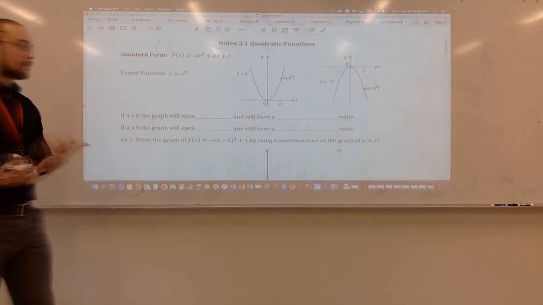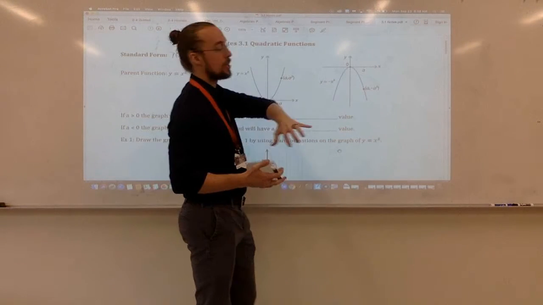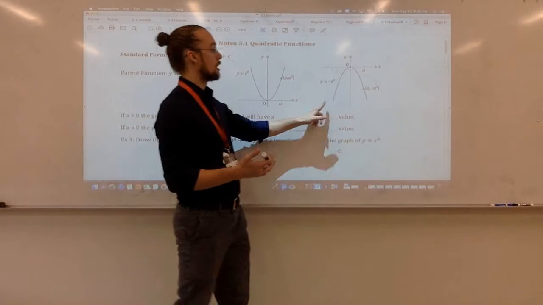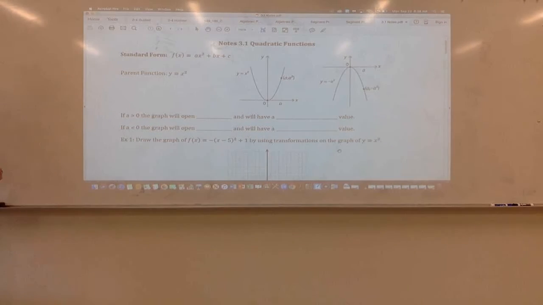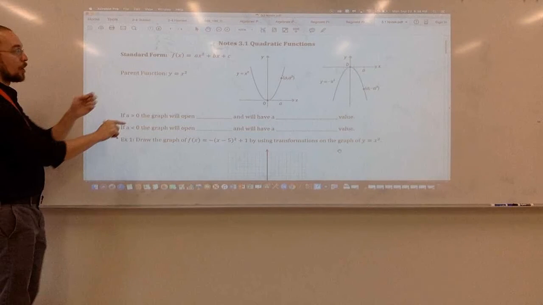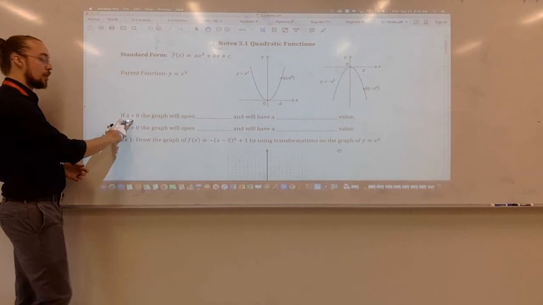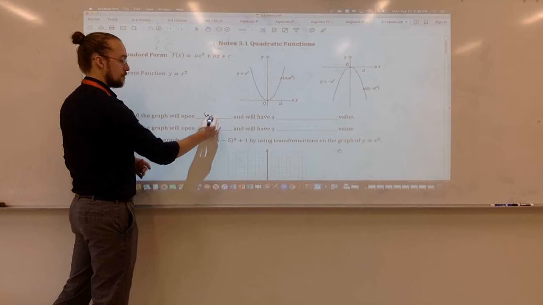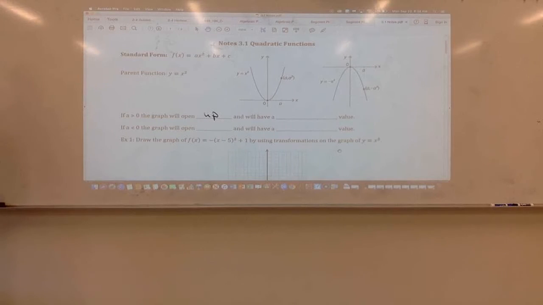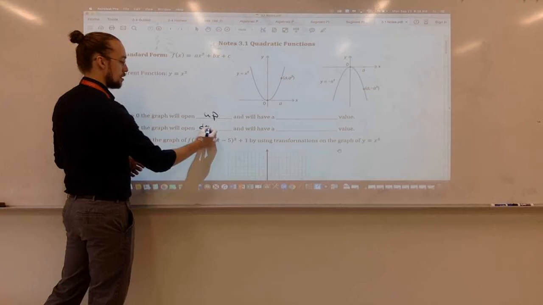And then if I throw a negative sign out front, when we talked about transformations, we know that just reflects across the x-axis. So we end up with an upside down parabola. So if a, our leading coefficient, the number out in front of the x squared, is greater than 0, the graph will open up. And if a is less than 0, meaning it's negative, the graph will open down.